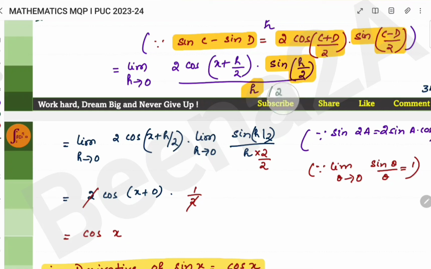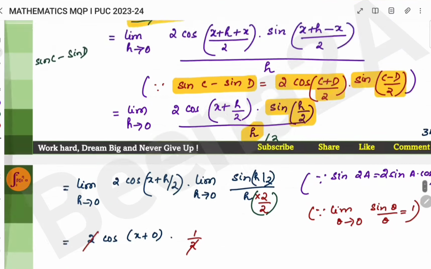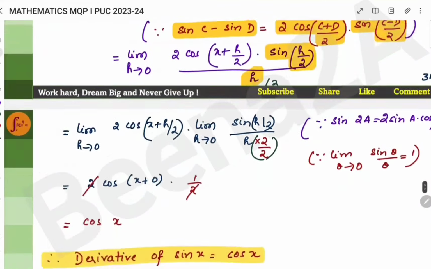So what I will do is, I'll multiply and divide by 2 here. In the denominator, I'll multiply and divide by 2. That way I'll get h by 2. Right? I'll get h by 2. And I'll be left with one more 2 here. And here, I'll substitute h as 0. Right? In this particular expression, I'll substitute h as 0.